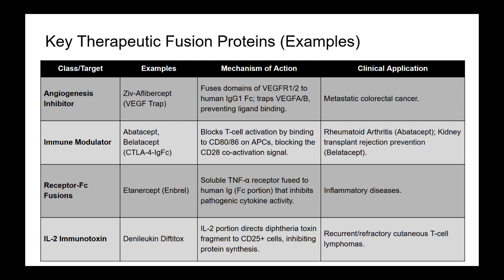Denileukin diftitox is an immunotoxin that targets interleukin-2. It is used to treat recurrent or refractory cutaneous T-cell lymphomas that express the CD25 marker. The medication's interleukin-2 component directs fragments of diphtheria toxin to cells that possess the high-affinity interleukin-2 receptor, also known as CD25. This binding inhibits the synthesis of proteins within these cells, leading to their destruction.